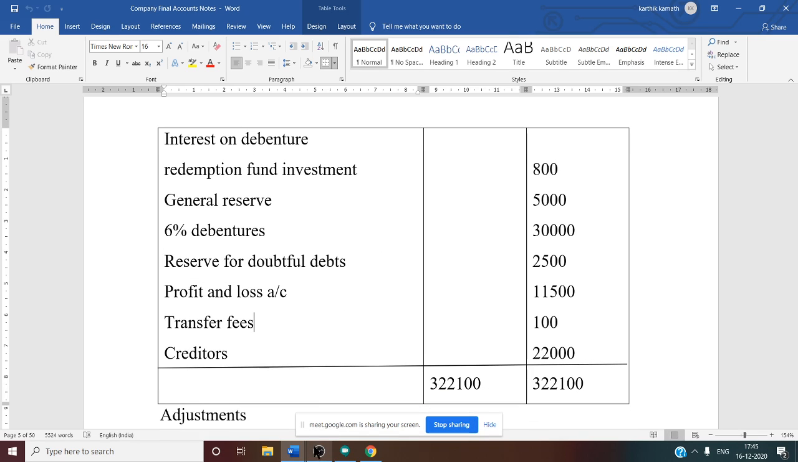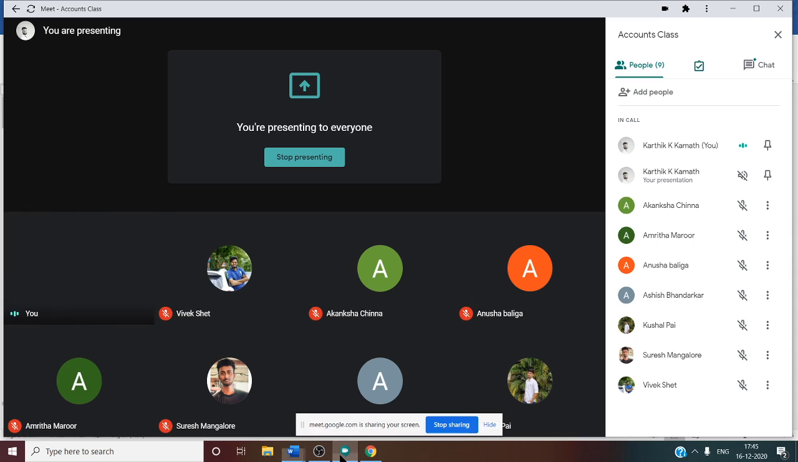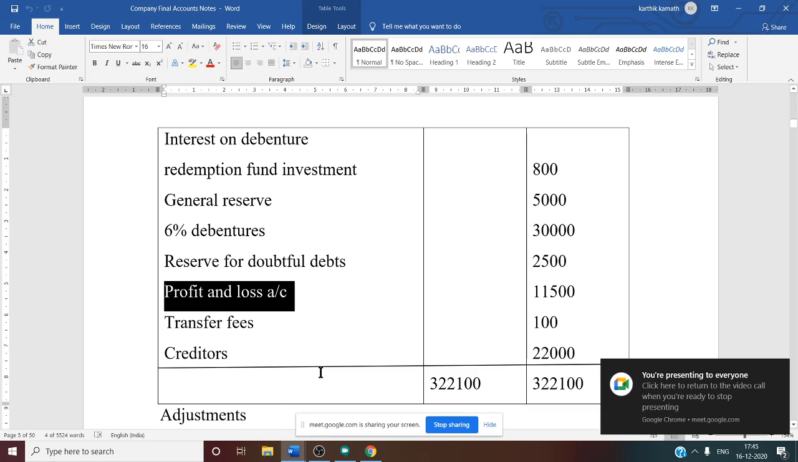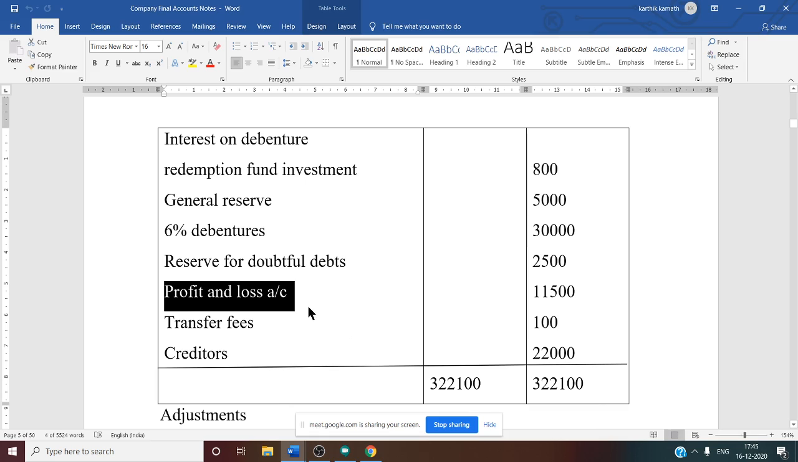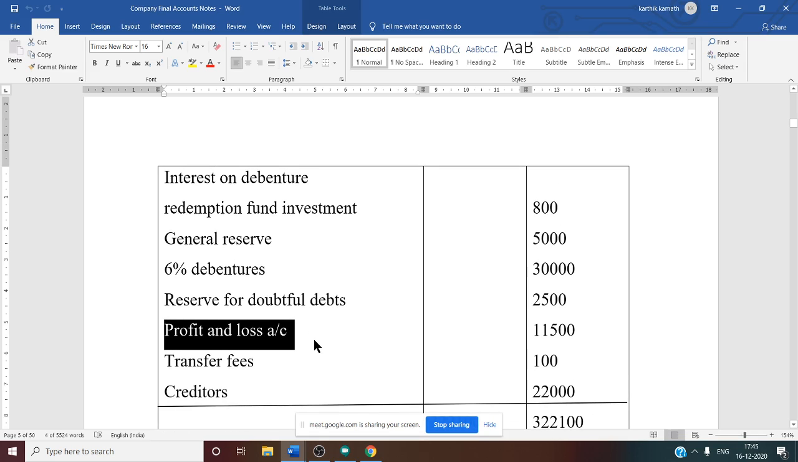Then profit and loss account. Profit and loss account given in the trial balance means this profit and loss account is the previous year's brought forward balance. This you have to show under working note number 2. Under working note number 2, one category is reserves, and one more category is profit and loss account. So under profit and loss account you have to write this information. That is under balance sheet liability, working note number 2, 11,500.